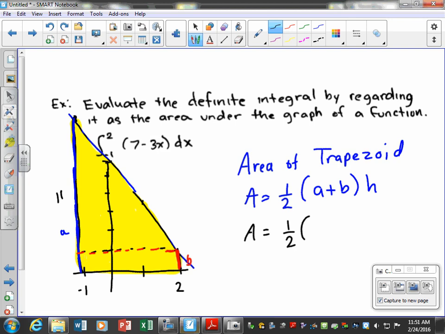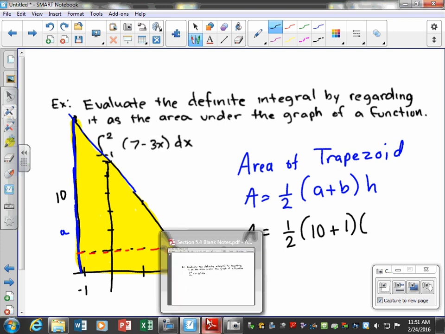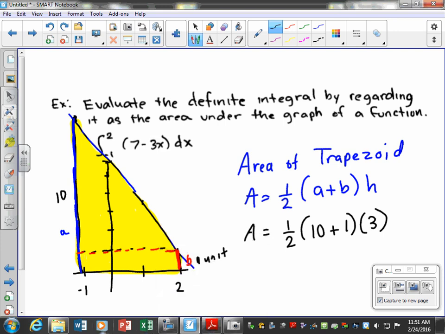A is 10 units, and what was B? 1 unit. B is 1 unit. So we'll have A was 10 units plus B was 1 unit. The height is how many units? So from -1 to here, that's 1, 2, 3 units. Height is 3 units. Let's calculate that. So it's going to be 1/2 times (10 plus 1), so half times 11 times 3. Area is going to be 16.5 units squared.